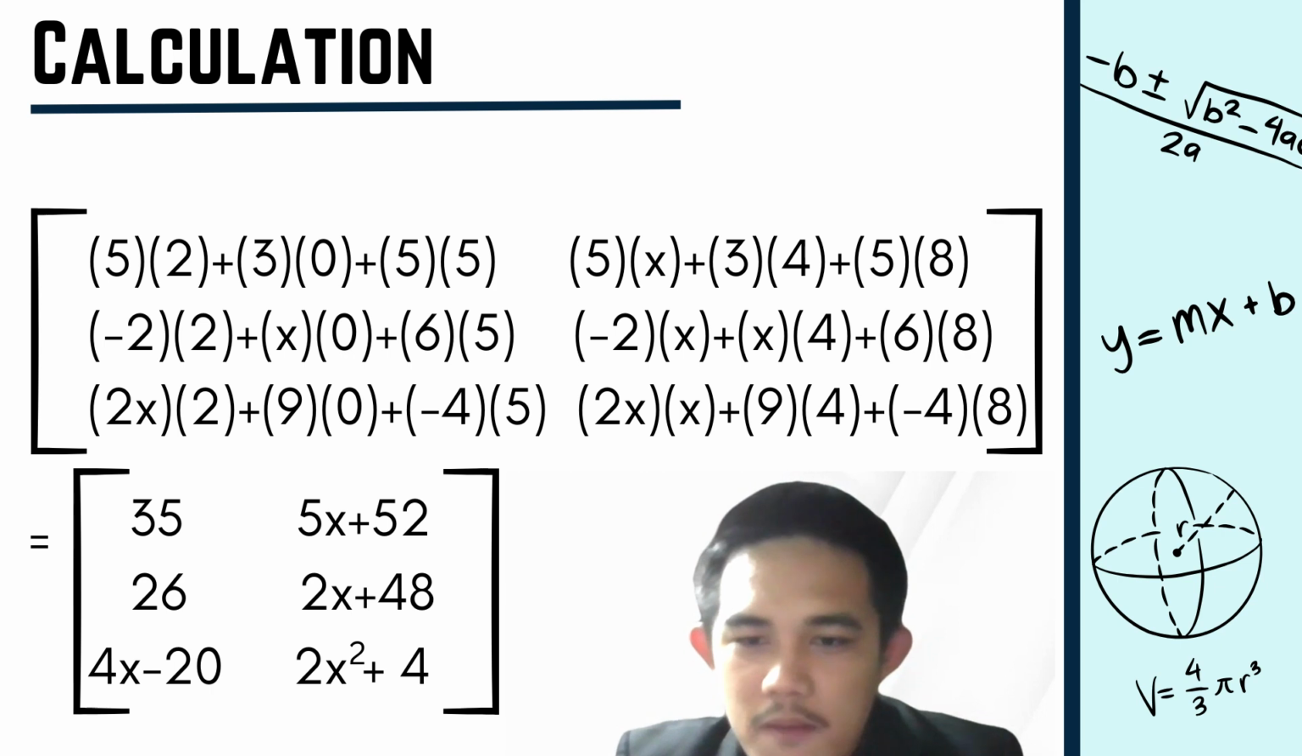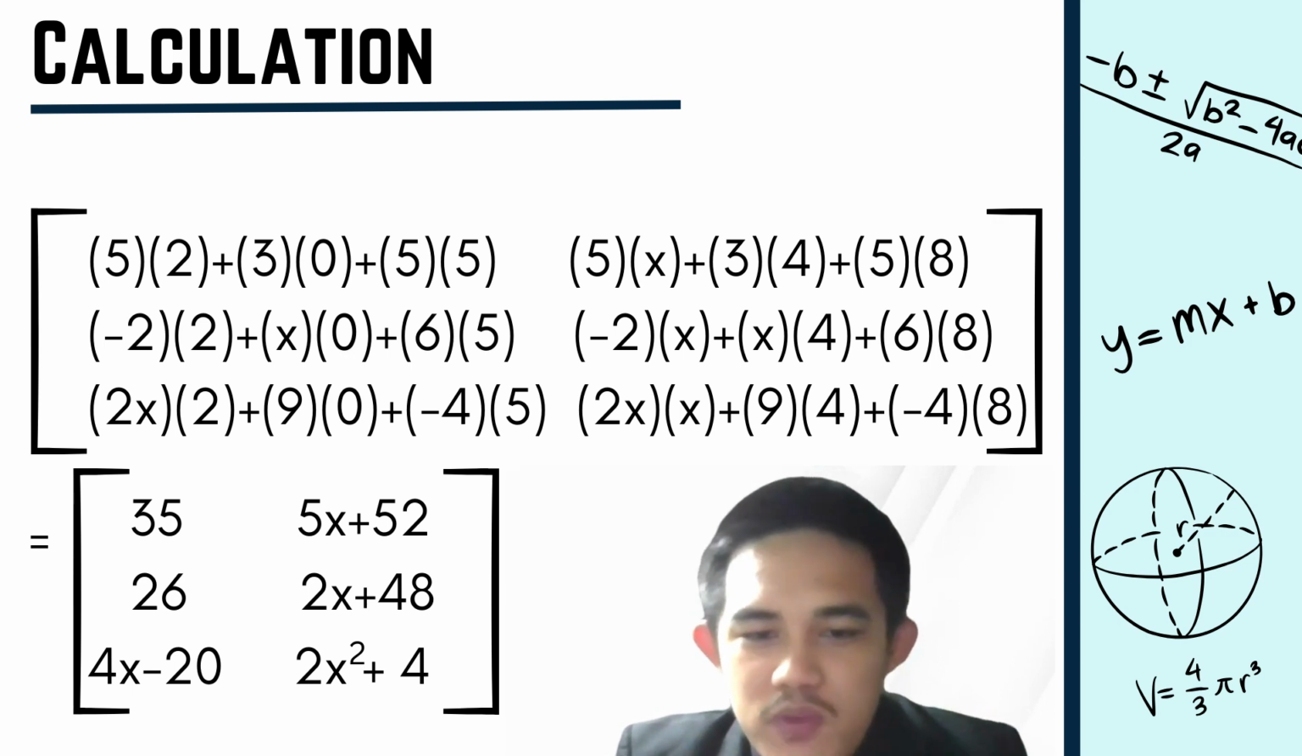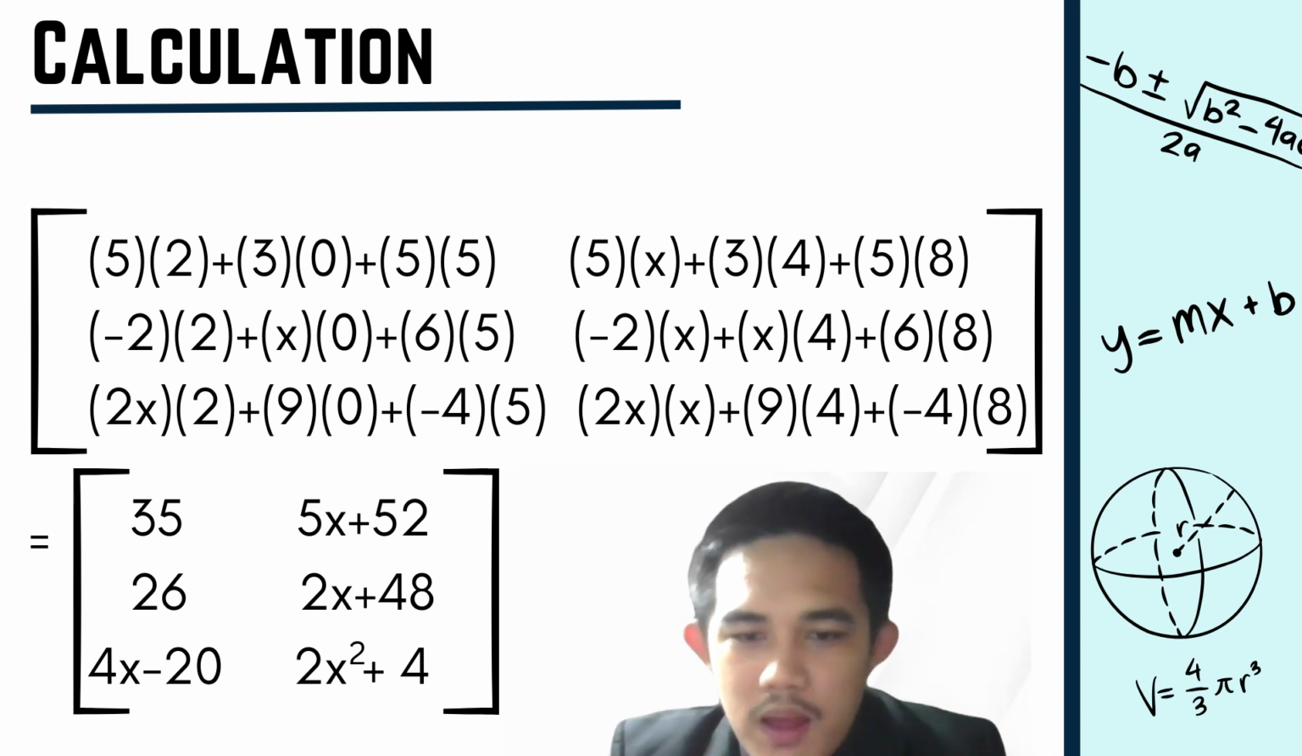For the fourth entry, you get negative 2 times x plus x times 4 plus 6 times 8 and you get 2x plus 48. For the fifth entry, you get 2x times 2 plus 9 times 0 plus negative 4 times 5 and you get 4x minus 20. And for the last entry of the resulting matrix, you get 2x times x plus 9 times 4 plus negative 4 times 8 and you get 2x squared plus 4.